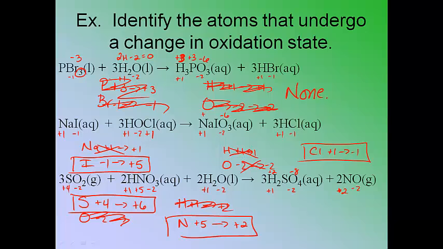Now, notice that in this question it says identify the atoms that undergo a change in oxidation state. So the answer to this question is really just sulfur and nitrogen. But sometimes they say identify the ones that undergo change and their change. So make sure you do this whole process to figure it all out. And that's everything you need to know about oxidation numbers. In the next podcast, we'll get into voltaic cells and all of that stuff.